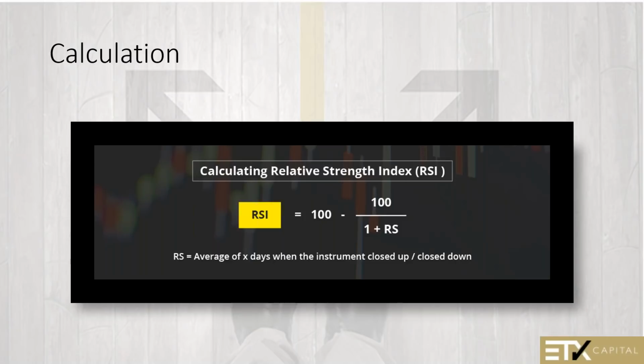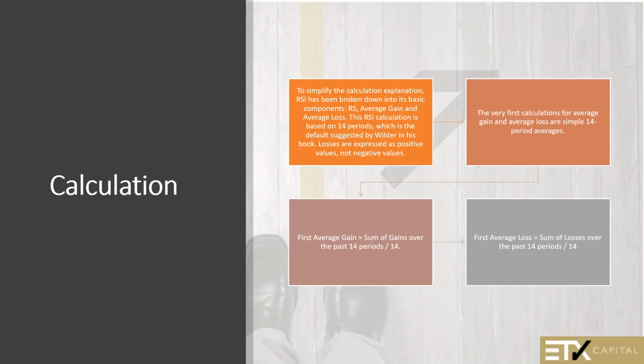Now, the calculation for RSI is not so difficult, although we don't want to do it by hand, but we could. RSI equals 100 minus 100 divided by 1 plus RS. And RS stands for the average number of days in the look back that the instrument was up or down. So to simplify the calculation and explanation, RSI has been broken down into its basic components. RS is simply the average gain divided by the average loss. This RSI calculation is based on 14 periods. So the standard RSI is 14 look-back periods.